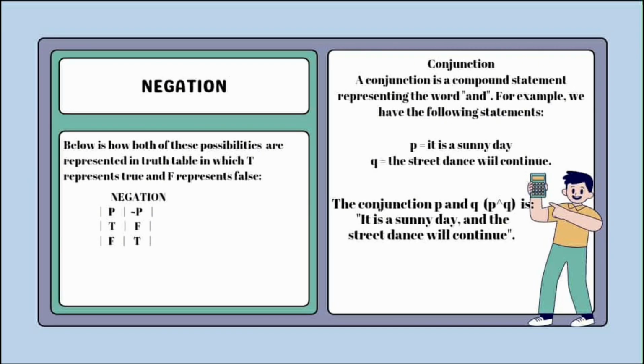Conjunction. A conjunction is a compound statement representing the word "and." For example, we have the following statements. P, "It is a sunny day." Q, "The street dance will continue." The conjunction P and Q is, "It is a sunny day" and "the street dance will continue."